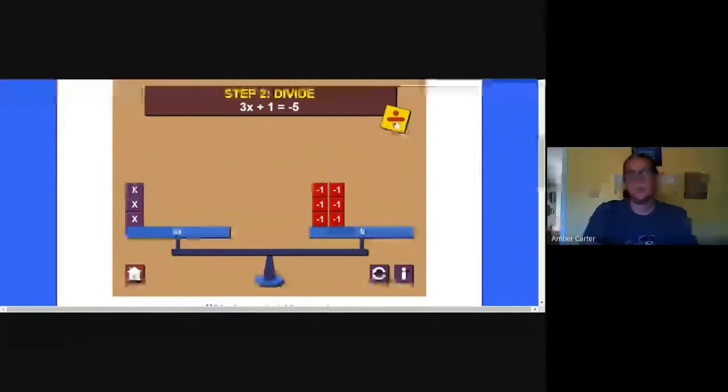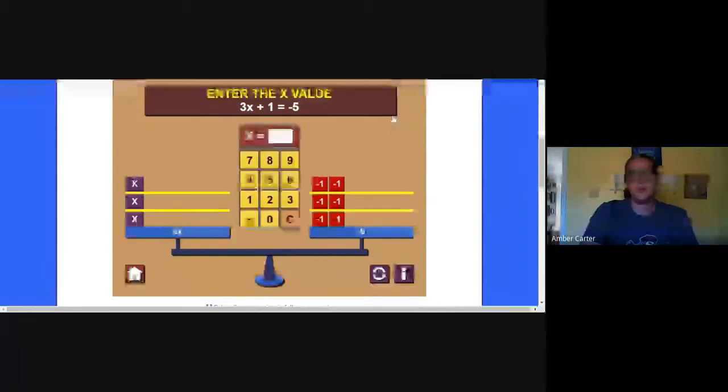We're going to move on to the next step, which is still dividing. So again, we're going to divide both sides by 3. And you can see, like it did the last time, how it split it up. Now this time, even though it's 2 in each group, each of those are negatives. So we need to make sure that we include the negative when we write our answer. So x equals -2.